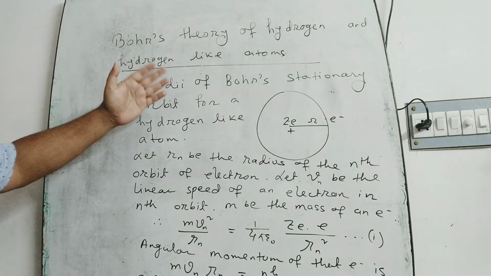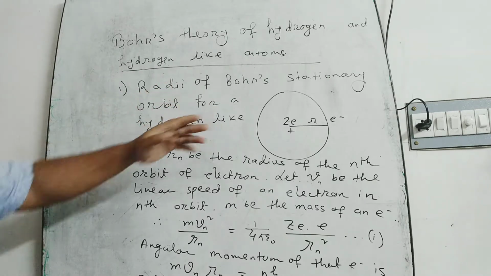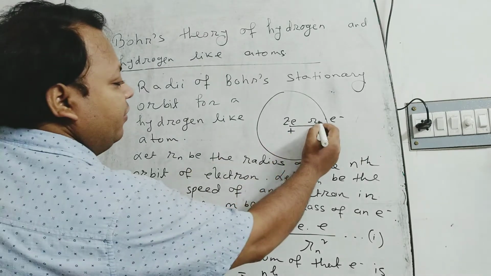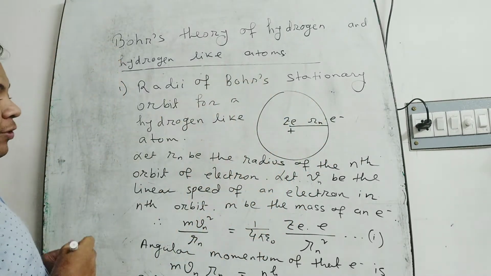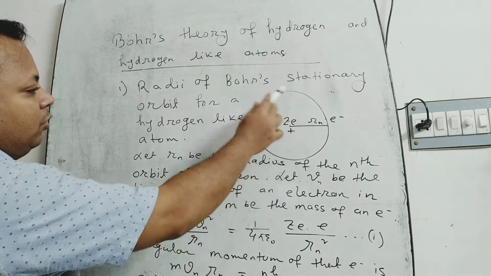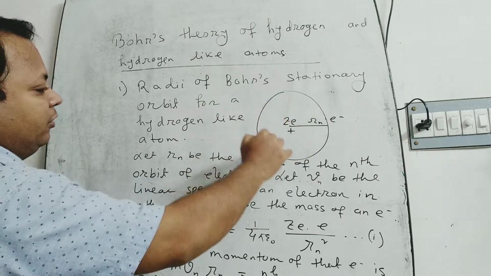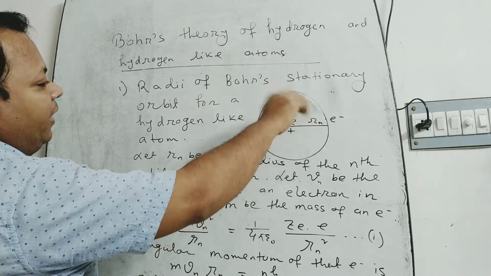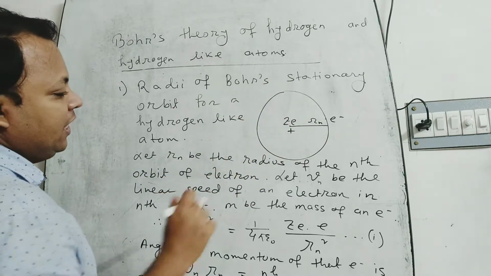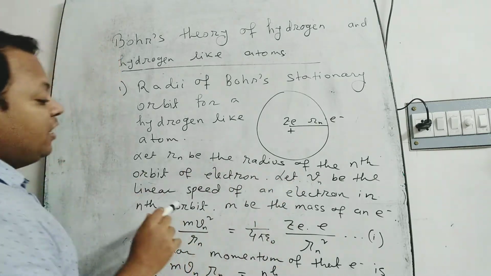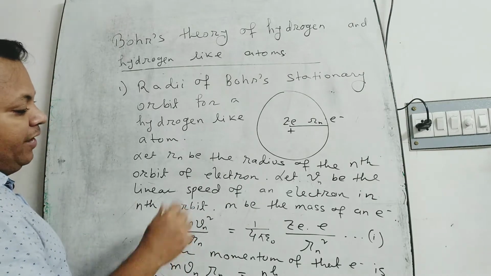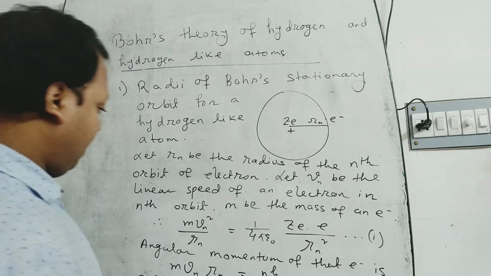First, the radius of Bohr's stationary orbit for a hydrogen-like atom. Let small r_n be the radius of the nth orbit of an electron. This is the nucleus of the atom, and through this circular path an electron moves around the nucleus. Let v_n be the linear speed of an electron in the nth orbit and m be the mass of that electron.